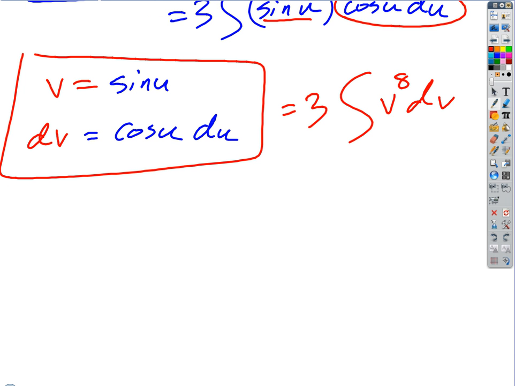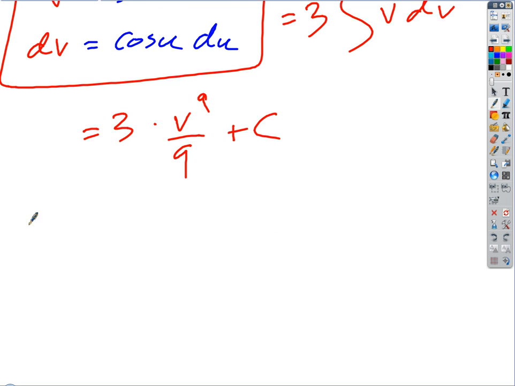So what's the answer to that? Just power rule. What's the antiderivative of v to the 8th? Whoops, I'll give it away. v to the 9th over 9. Okay, good. So we get 3 times v to the 9th over 9 plus c. And I could simplify that a little bit, right? So we could get v to the 9th over 3 plus c.